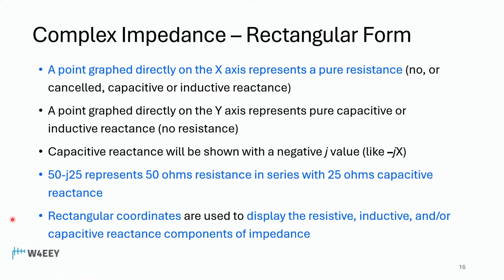All right, here's another one. Rectangular coordinates are used to display the resistive, inductive, and or capacitive reactance components of impedance. Now, what is impedance, you might be wondering? That's a combination of reactance and resistance. More on that coming as well. Anytime you see something that has something like Jx in it, it's always going to be rectangular.